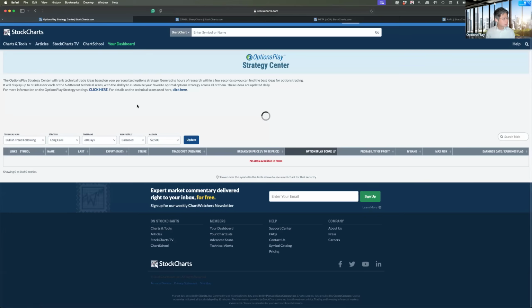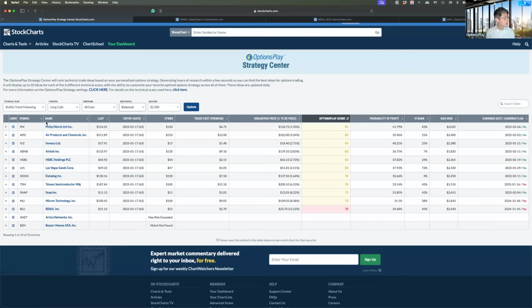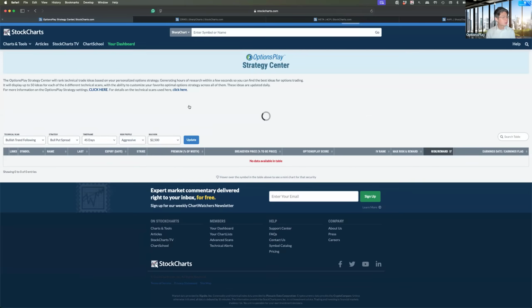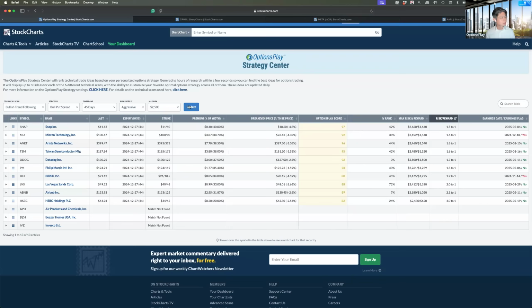And even for those ideas, this allows you to quickly look at, okay, for the bullish trend following ideas, a lot of times I like to sell credit spreads. So I like to go out 45 days. I like to be aggressive, but you can choose the settings that make most sense for you. Some people like to sell short dated credit spreads, longer dated credit spreads. You choose what suits your needs. You click on update, and within a couple of seconds, we will rank the stocks in that bullish trend following list for which ones have the best credit spreads to sell.